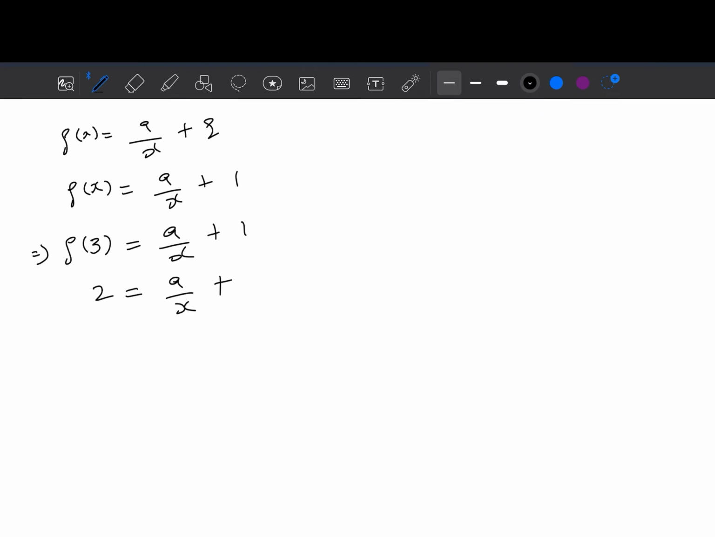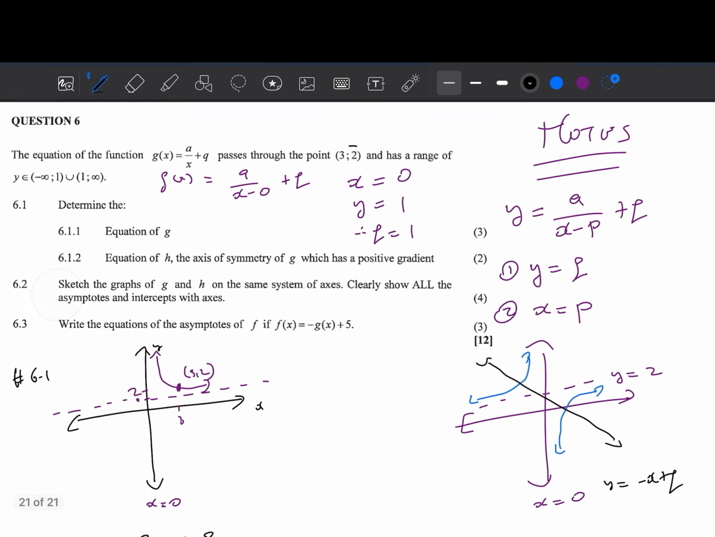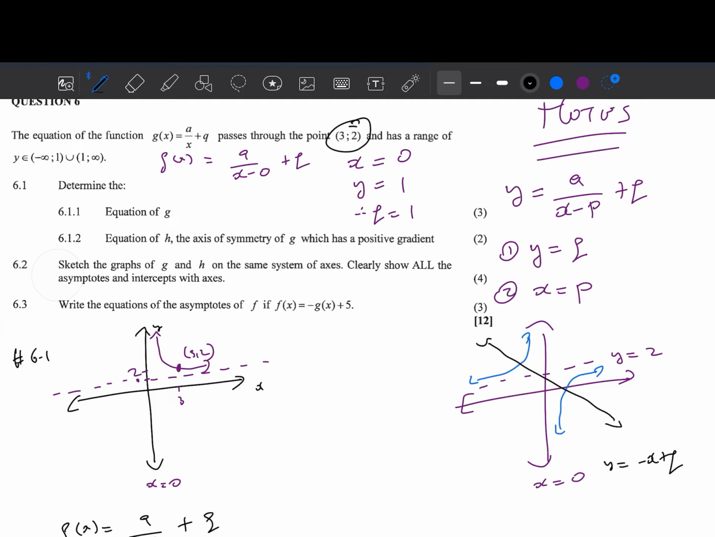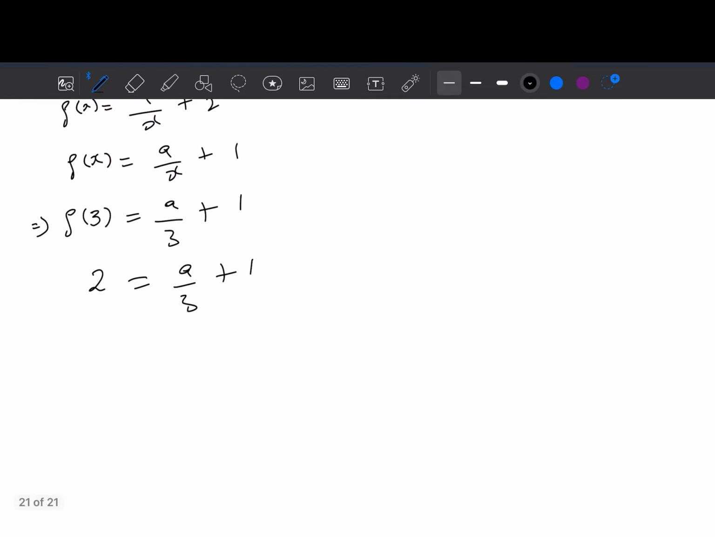Sorry, let me go back. So when the x value is 3, meaning where there's x, we just put 3, plus 1. And we know that when the x value is 3, the y value is 2. So g of 3 is 2, so we have a over 3 plus 1. Now we can solve for a, because we know the value of x is 3 and the value of y is 2, and that is given over here.